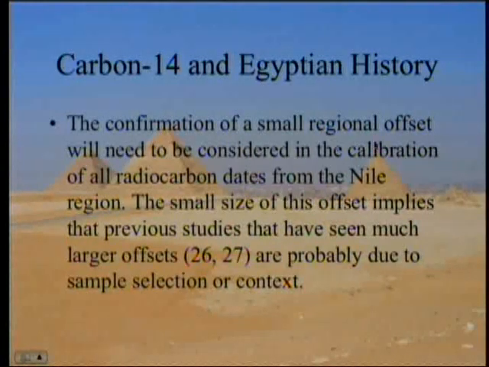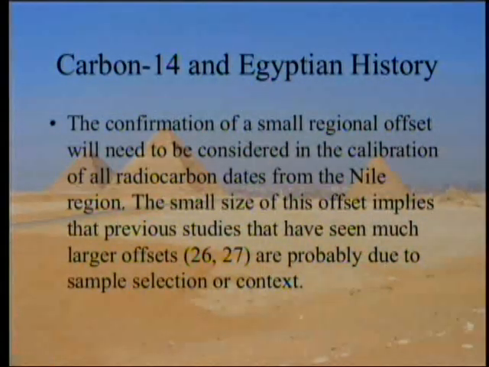The confirmation of a small regional offset will need to be considered in the calibration of all radiocarbon dates from the Nile region. So what they're saying is if you do more dates, you're going to have to work with that 19-year offset. However, other people had larger offsets, and so they're saying the small size of this offset implies that previous studies that have seen much larger offsets are probably due to sample selection or context.